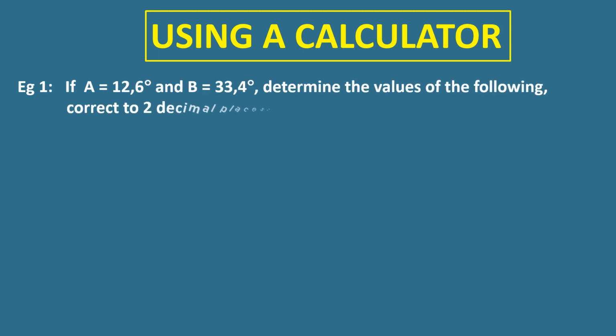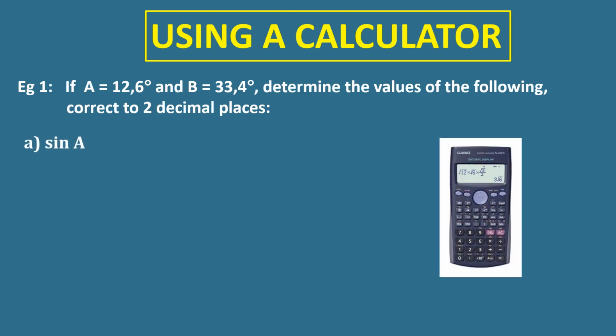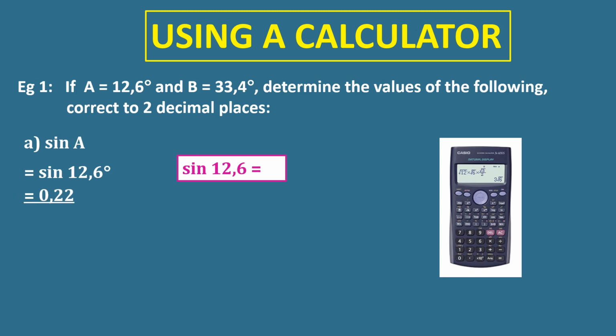So in this example, you are told that A is equal to 12,6 degrees and B is equal to 33,4 degrees. And we're going to answer the following correct to 2 decimal places. In the first example, we asked for sine A. So sine A is just going to be sine of 12,6 degrees. Type it into your calculator exactly as you see it, and you get an answer of 0,22, rounded off to 2 decimal places.